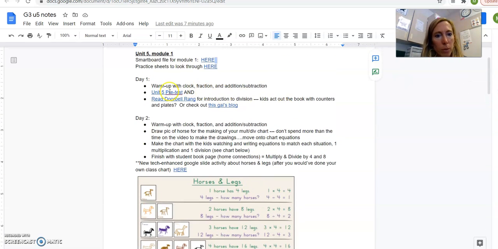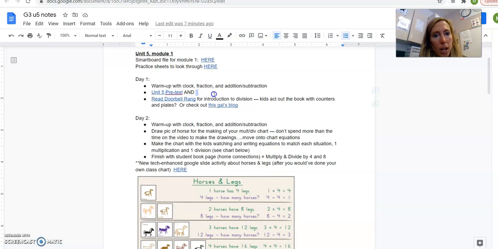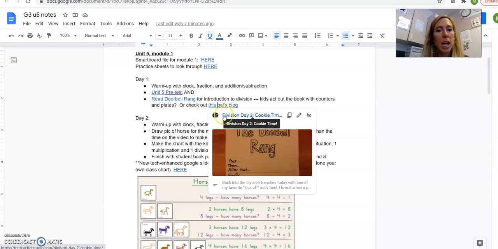So it starts off with the pretest, whether or not you want to give that out, same as last year on our revamp. And then starting with The Doorbell Rang, the book, and acting it out together using counters and plates and going through that book and learning what division actually means through cookies, the idea of cookies. You can check out this girl's blog of what she did with The Doorbell Rang if you want more of an idea.